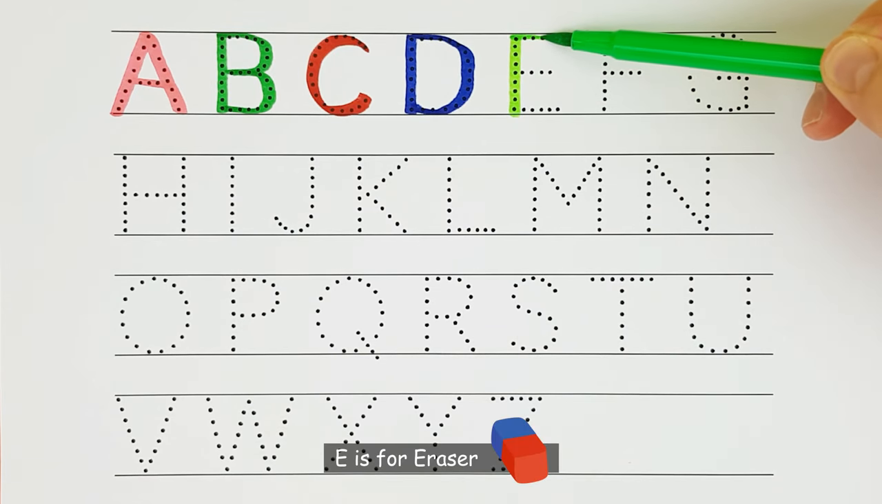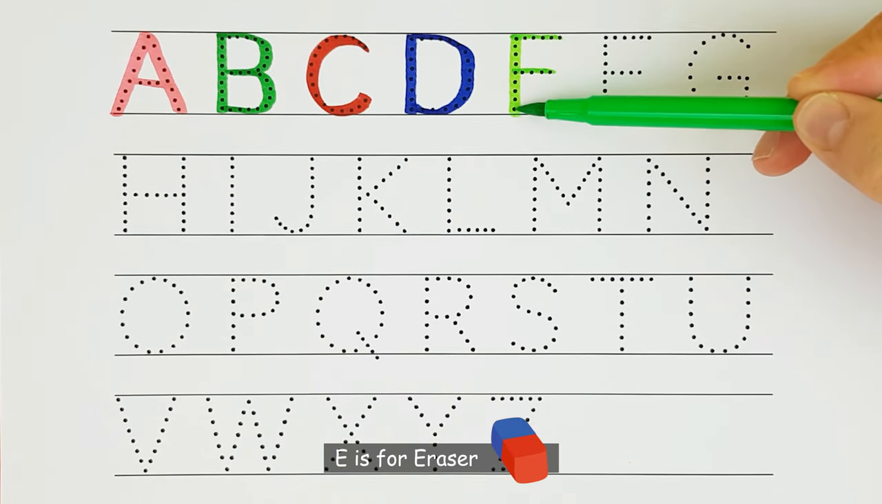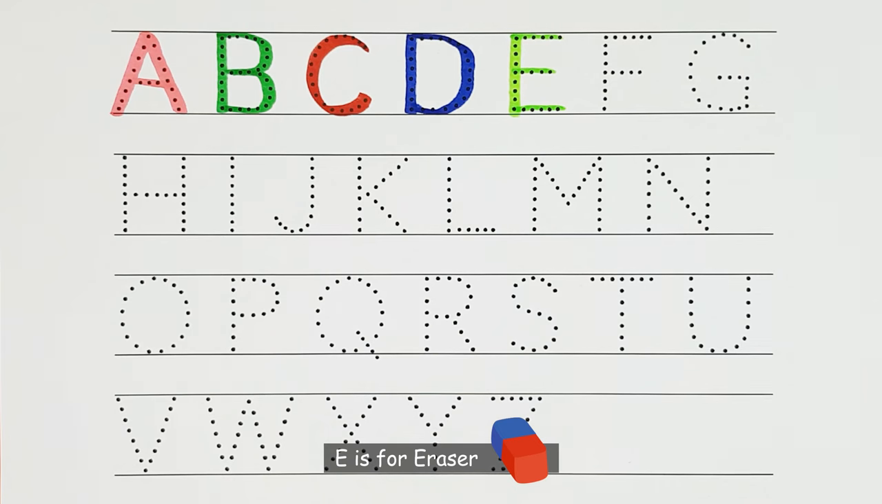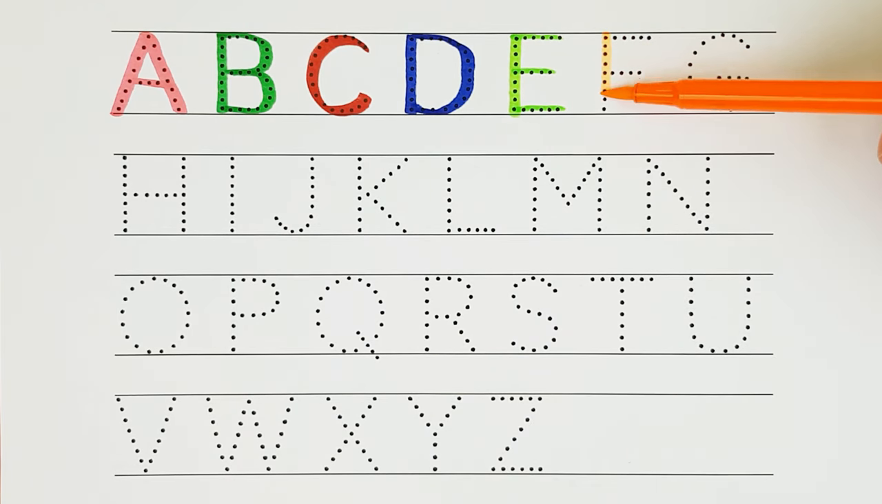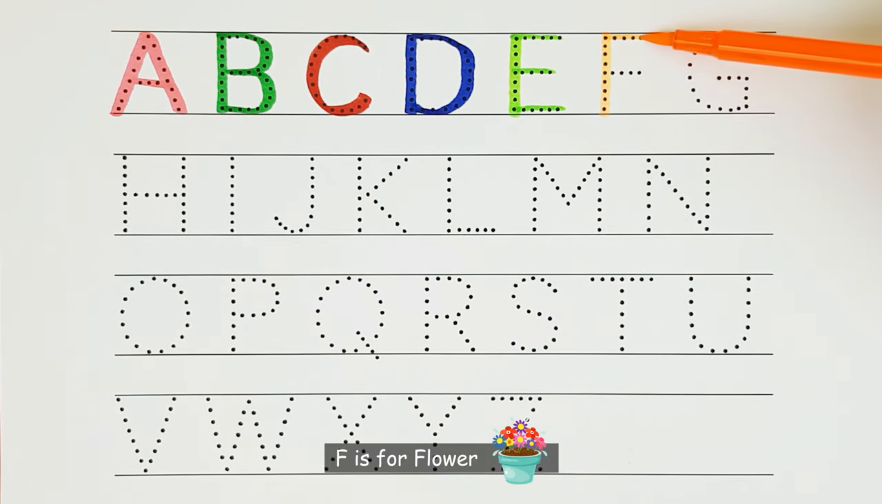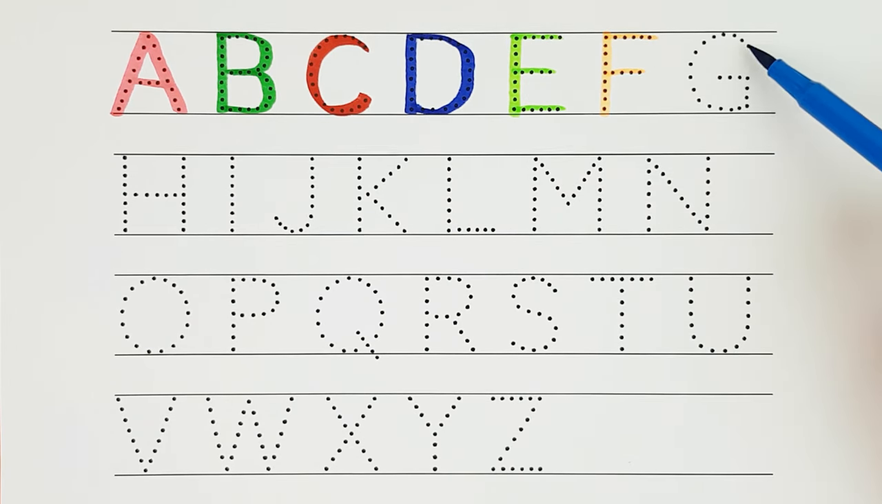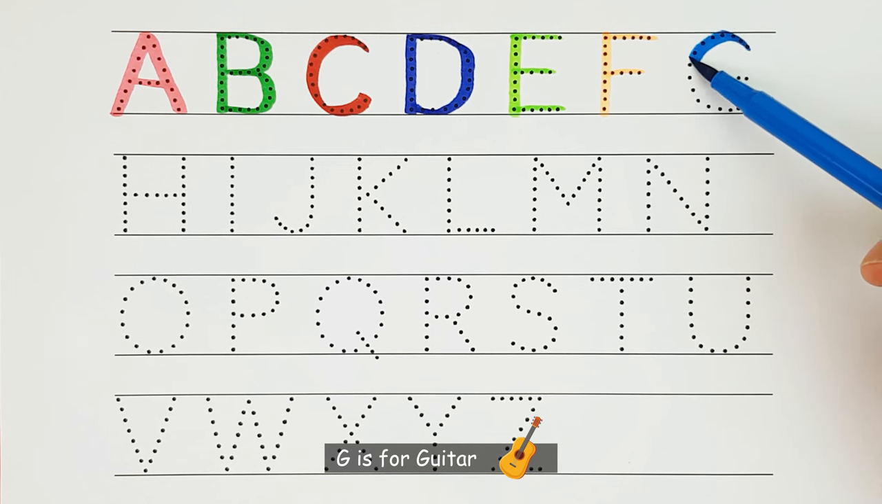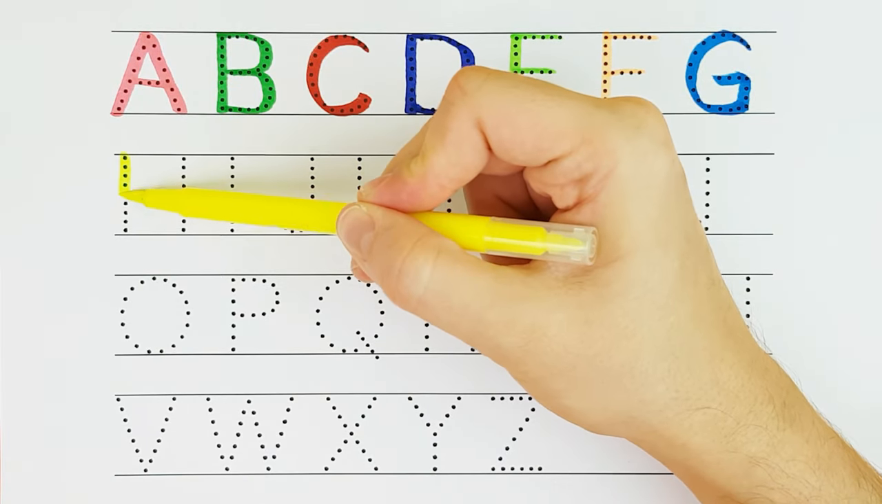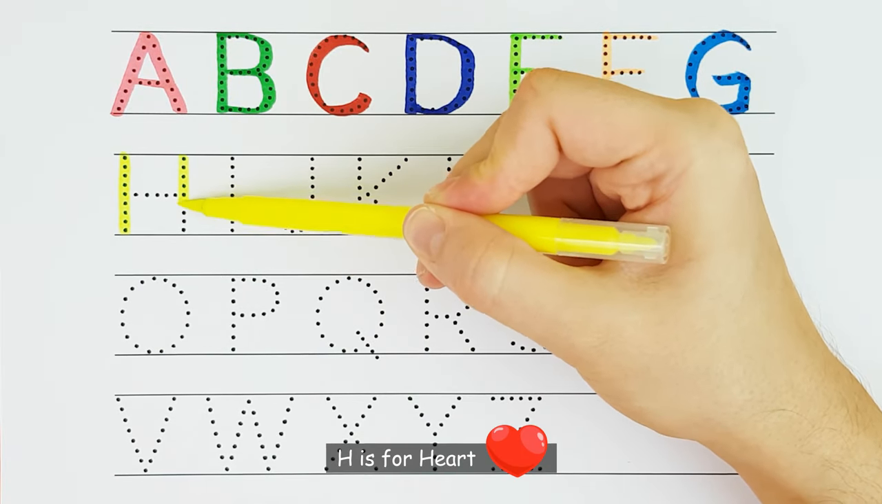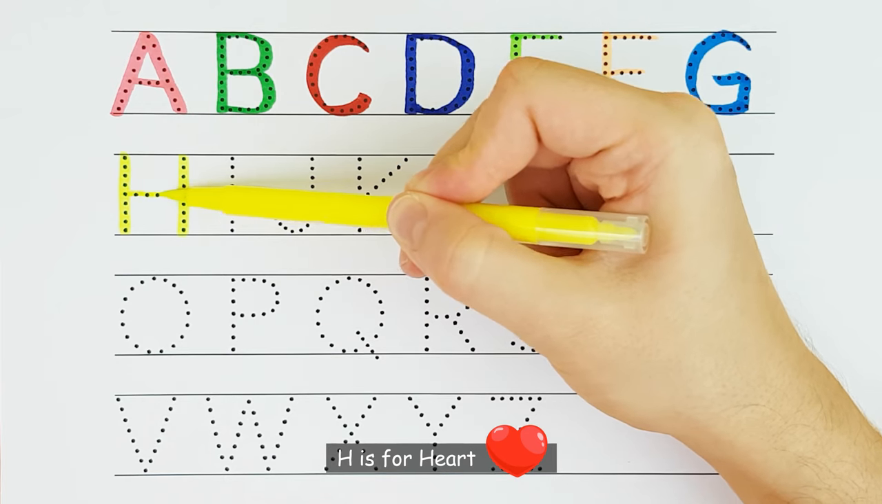E. E is for eraser. E. F. F is for flower. F. G. G is for guitar. G. H. H is for heart. H.